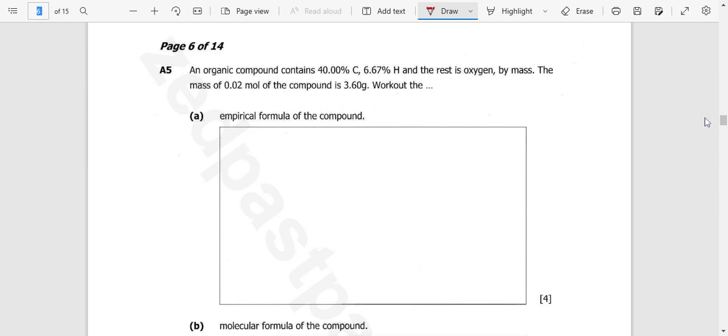Okay, we can consider question 5 as the last question. An organic compound containing 40% carbon, 6.6% hydrogen, and the rest oxygen. Now, if you've been given that 40% is carbon, 6.67% is hydrogen, and then the rest is oxygen, how can we find the percentage of oxygen? Subtract carbon and hydrogen from 100%. Okay, good. So it will be 100 minus 40 minus 6.67.